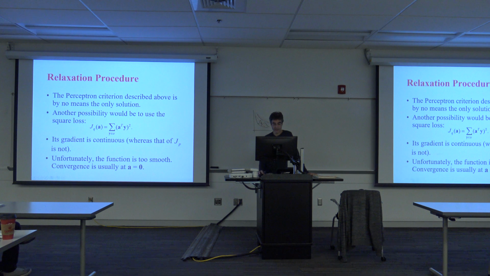So let's see how we can take advantage of all these things. We're going to do what's called a relaxation procedure here. The perceptron criterion described above, meaning the observations that we've given thus far, can be changed to this one right here. And what's the difference that you see here from what we used before? What is this criterion right here?